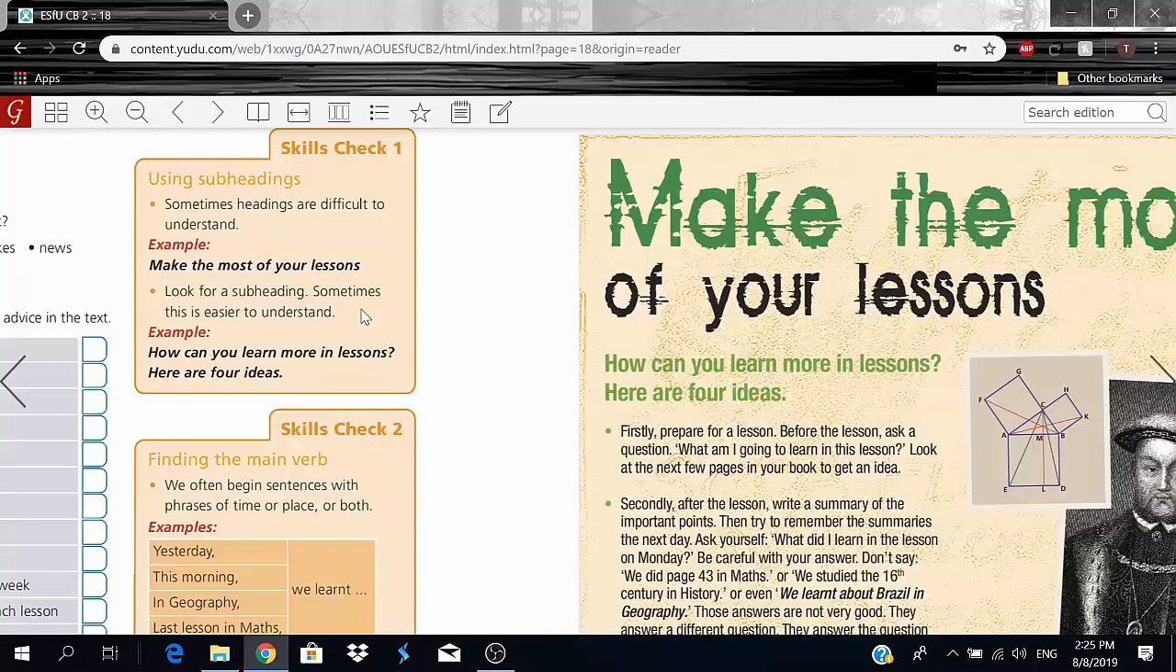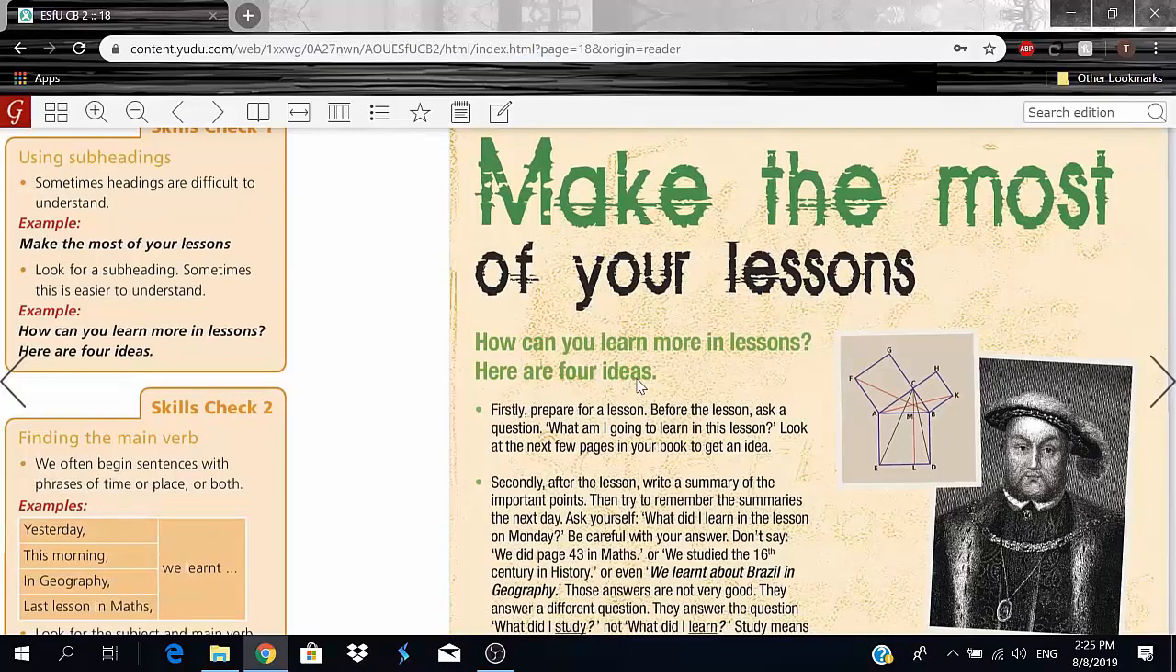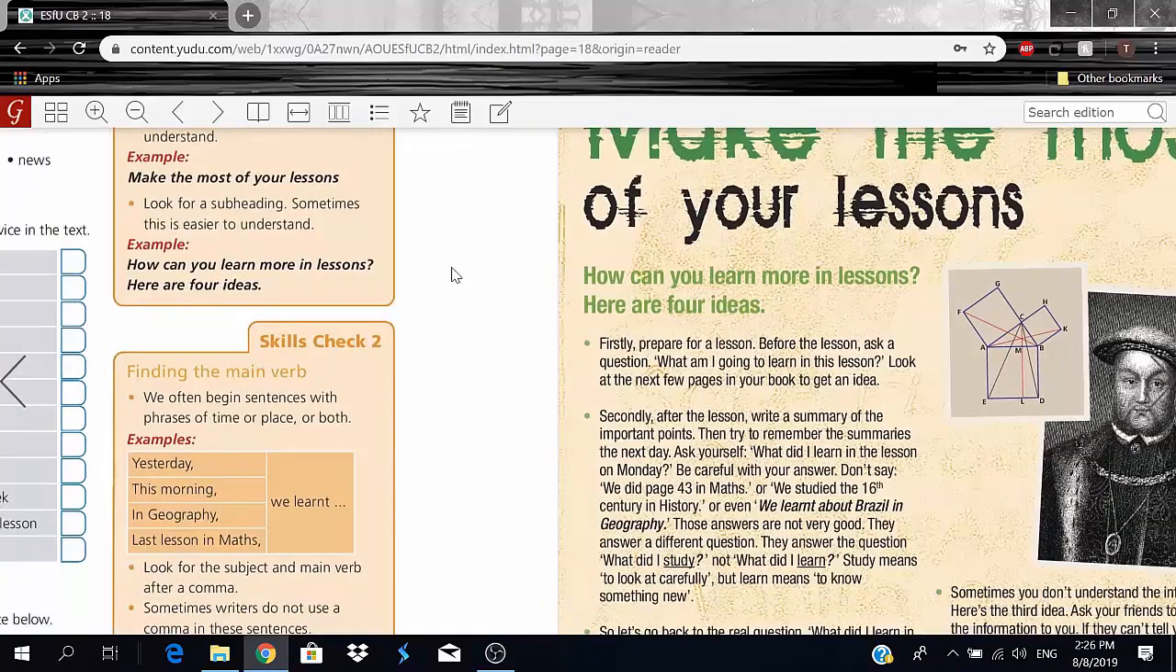And here we have look for a subheading. Sometimes, not always, this is easier to understand. This is the subheading right here. How can you learn more in lessons? Here are 4 ideas. Now this is a lot more understandable. So now he gets a little bit more specific, just a little bit. How can you learn more in lessons? Here are 4 ideas. This is a lot more understandable than simply saying make the most of your lessons. Sounds like the start of an ad. So sometimes this can be easier to understand, sometimes it can be just as difficult. This is what we just said.